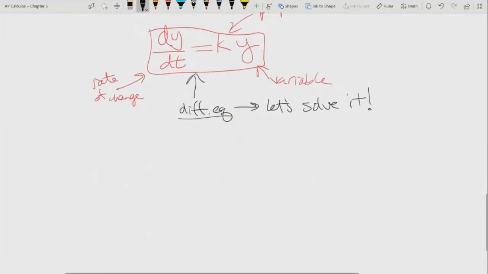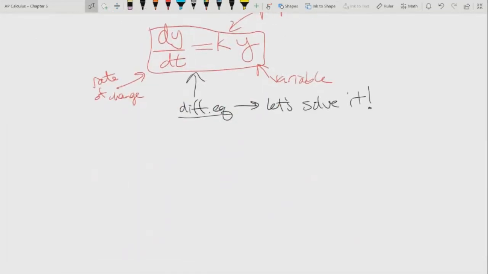So if we do that, let's rearrange the variables first. Get all the y's on the left and get all the t's, the dt, on the right. Keep in mind, k is a constant. K is a constant. So if I rewrite this, first off, this is going to be 1 over y dy equals k dt. Okay, so that's just rewriting this.